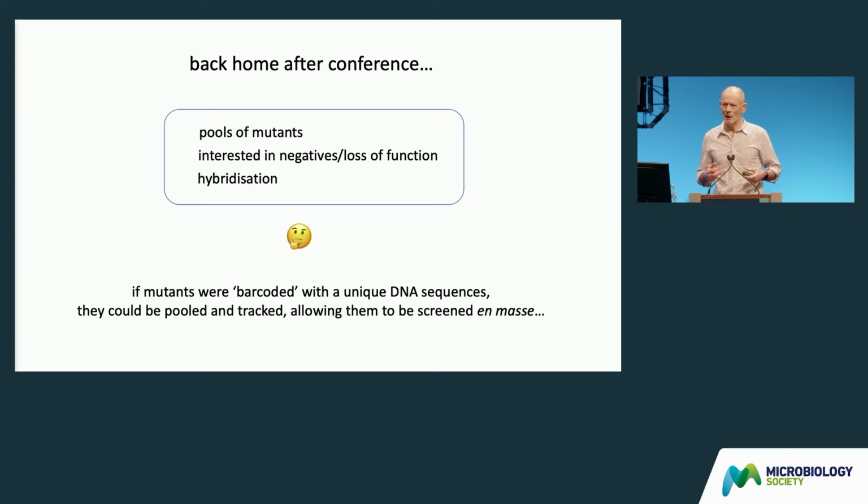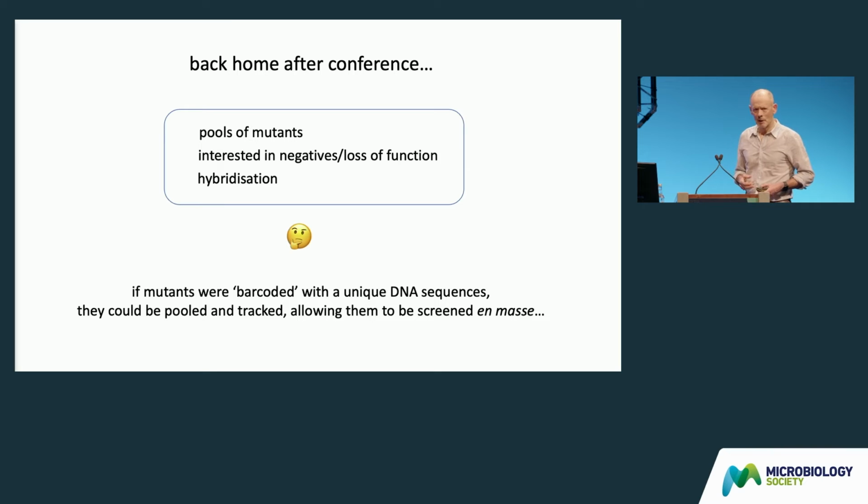And then there would be, if we made random mutations, there would be no guessing. There would be no, this looks like an interesting candidate. We would let the organism do the job for us.